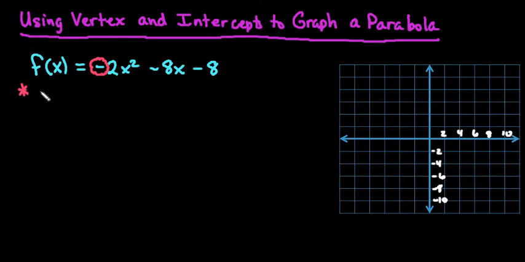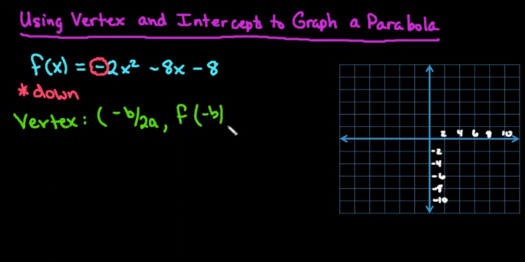So we can see from this one that we're going to open down, which means that our graph will have a maximum point. The maximum point is just going to be the vertex. The second thing that we're going to find is the vertex. And remember that when you are finding the vertex, the coordinates are always going to be at negative b divided by 2a, comma f of negative b divided by 2a. So in order to find the x coordinate, you're going to use the negative b over 2a, and then to find the y coordinate, you simply plug in the negative b over 2a back in for x.